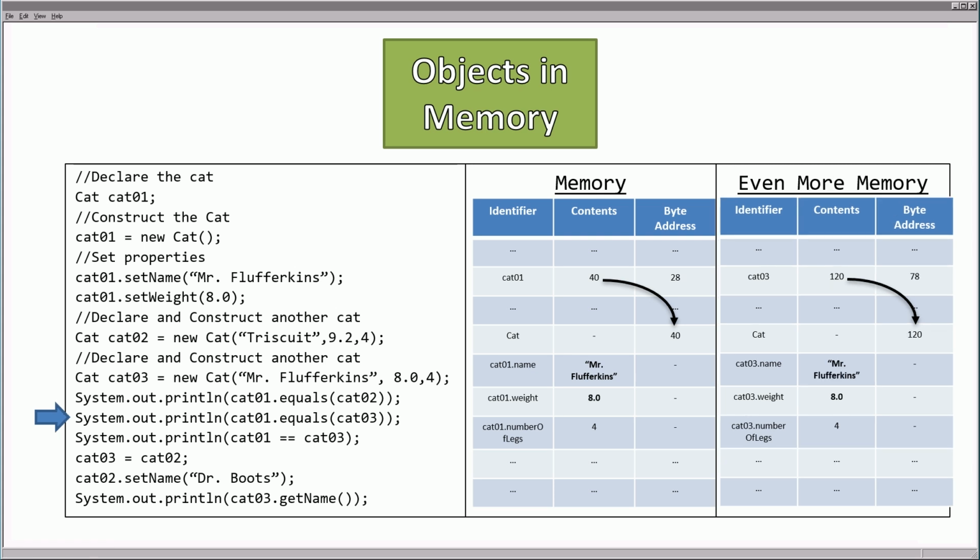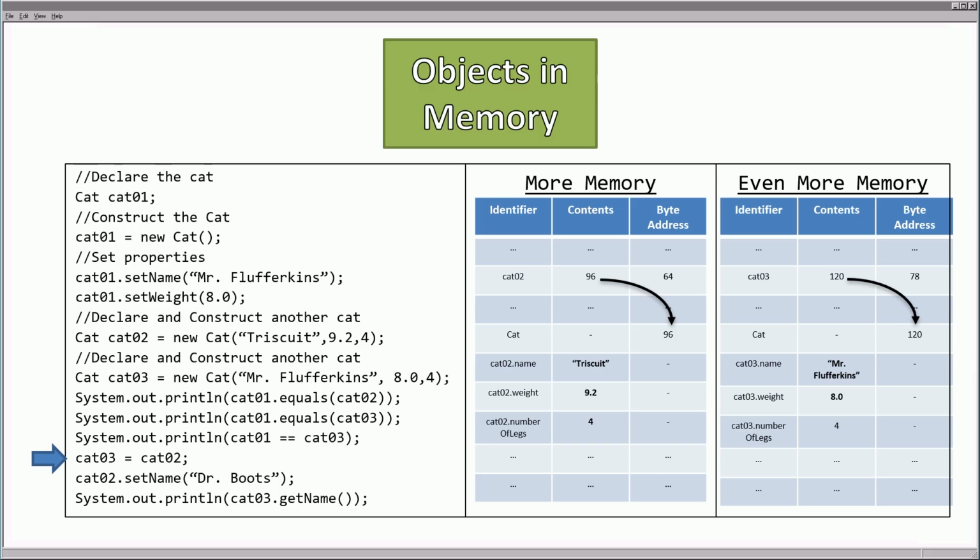Now if we compare cat1 and cat3, notice, this is at 40, this is at 20, but the name is the same, the weight is the same, and the number of legs is the same, which is why this returns true. Now if we get to here, we're comparing cat1 and cat3, not the contents, but the memory addresses. 40 is not equal to 120, and this is why it returns false.